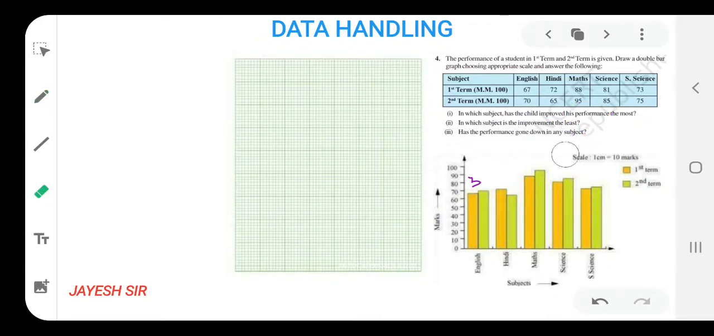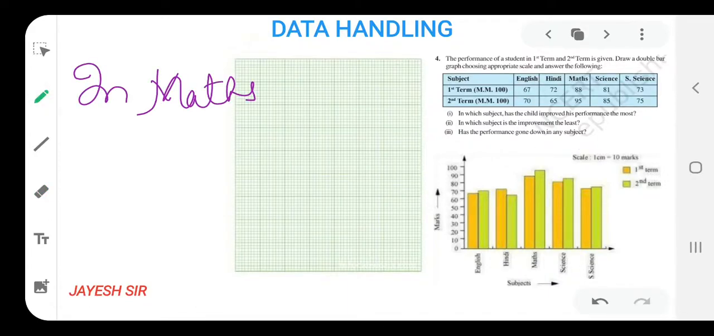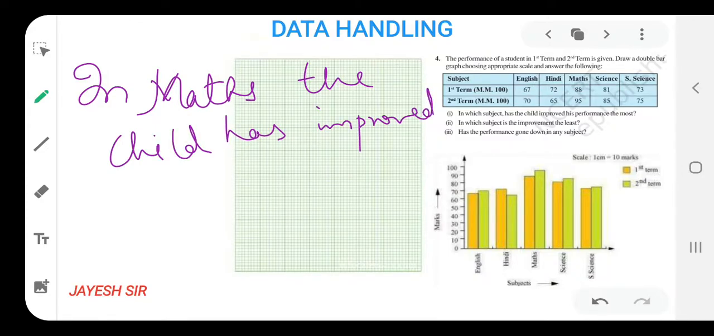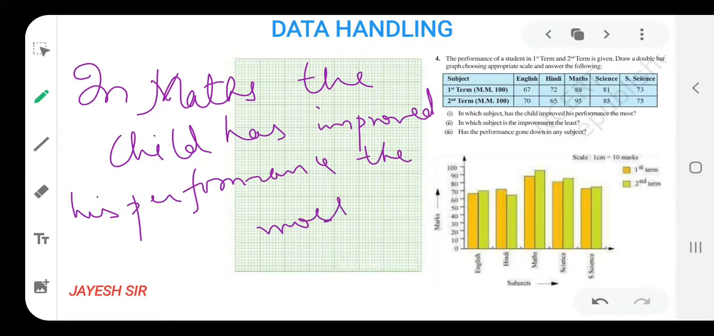So by this we can say that in maths the child has improved his performance the most. I hope you all might be getting it. In this way you need to write for the first sum. So let us begin with the second one and see what answer we are going to get over there. I hope you all might be getting it, friends.